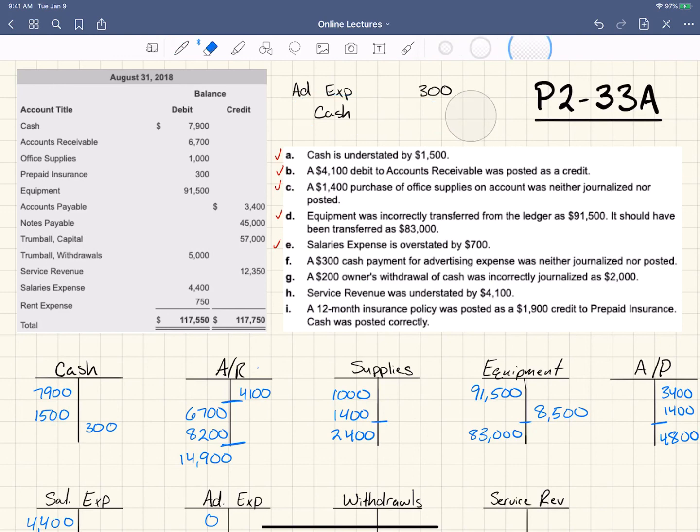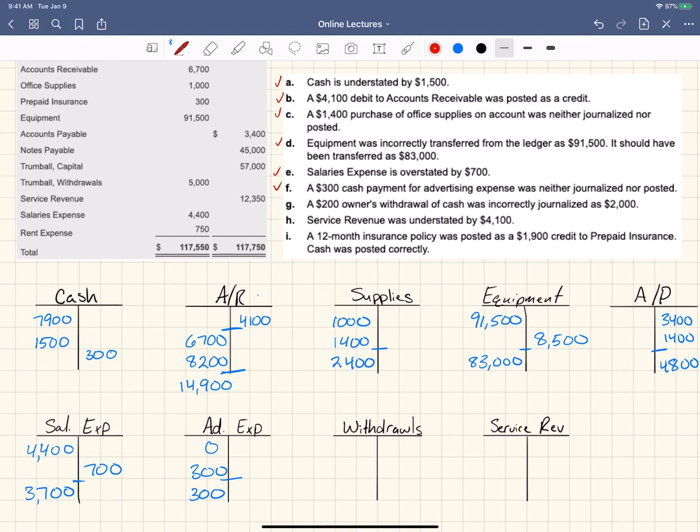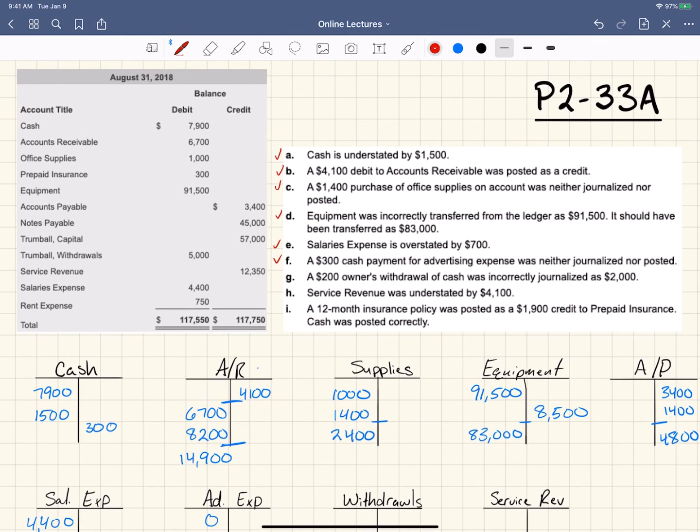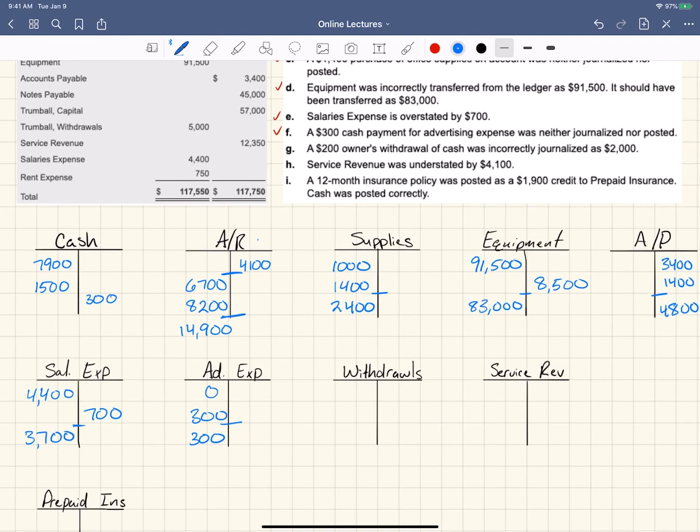Okay, let's keep moving. I'm going to erase this. And we did F. G. A $200 owner's withdrawal of cash was incorrectly journalized as $2,000. Okay, so if we come over here to withdrawals, we've got a balance of 5,000. Again, the way I would look at that is say we've got a balance here of 5,000, but that was because of an error, right? A withdrawal of 2,000 was issued, right? So 2,000 was issued here, and that's part of what got us to this $5,000 number.